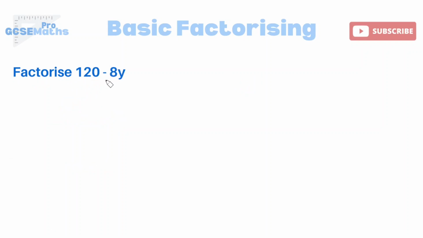Factorise 120 minus 8y. Okay, well, it's going to be single brackets. I'll put those there to start with. What is my highest common factor between 120 and 8y? Okay, so you can see there's only a y in one of them. We don't have a letter in both, so we can't use a letter as a common factor in this case.